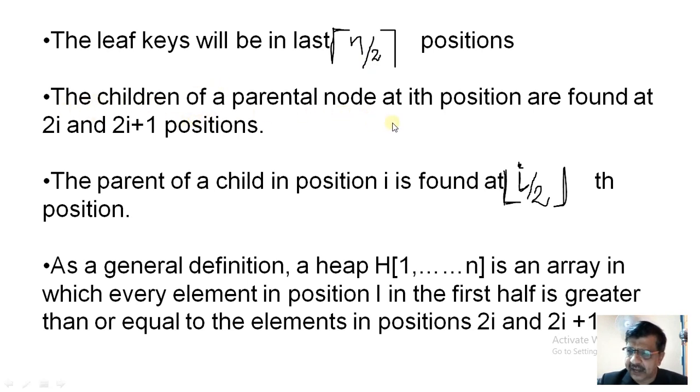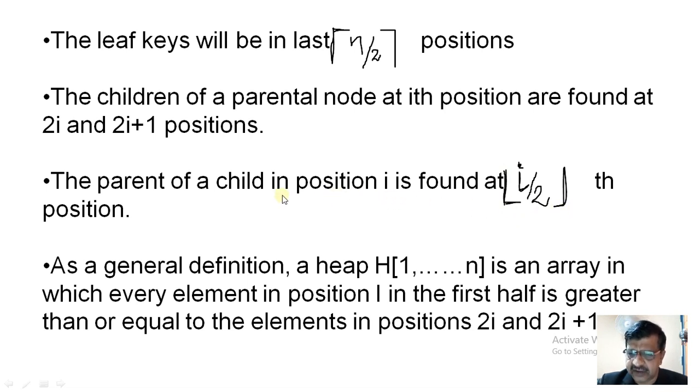The children of a parental node at the ith position: if the parent is in the ith position, then its children will be found at positions 2i and 2i plus 1. For example, if the parent is the second node, then its children will be at the 4th and 5th positions. The parent of a child in position i is naturally found at floor of i by 2.